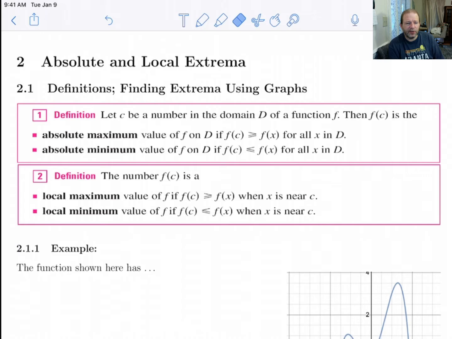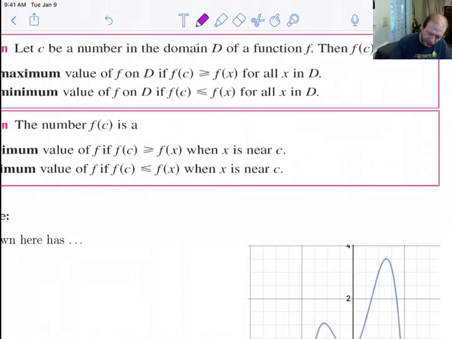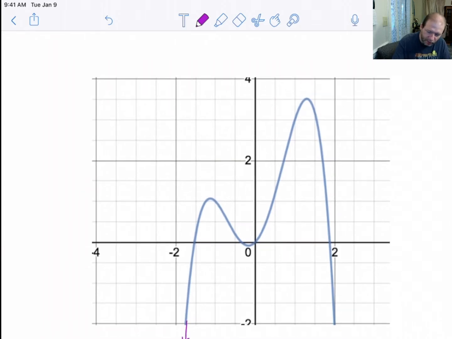And there are a couple of different types of extrema. There's absolute, and then there's local extrema. Local are also sometimes called relative extrema. So I want to go through these two definitions, or technically four definitions, but before we do, I just want to look at an example because the definitions are fairly intuitive, and I think it'd be better to start with just an example.